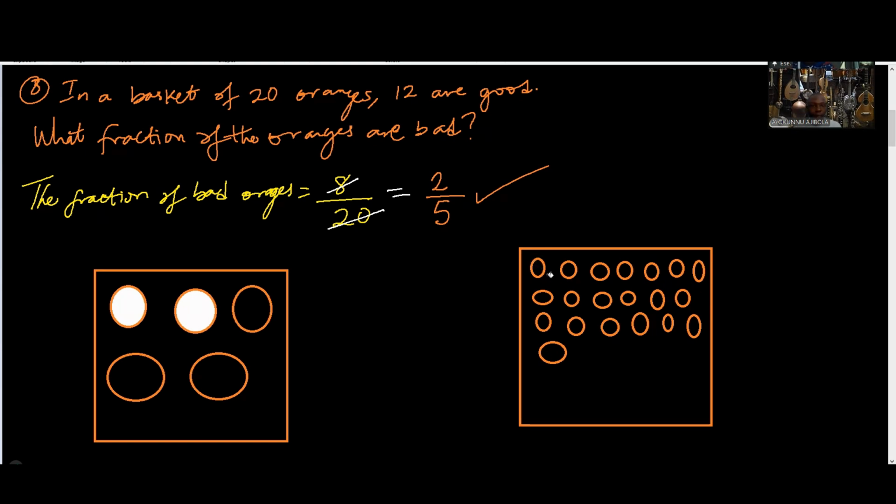Is that clear? Yes. That is 2 out of the 5. But in the second one, I will have to shade 8. That's 1, 2, 3, 4, 5, 6, 7, 8. Then the number of shaded portions are equal because this is 2 out of 5 and this is 8 out of 20. Is that clear? Yes. So 2 over 5 is the same as 8 over 20.